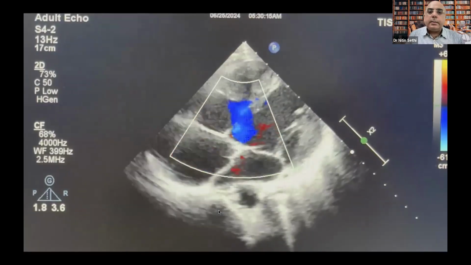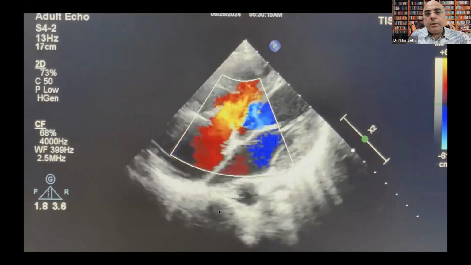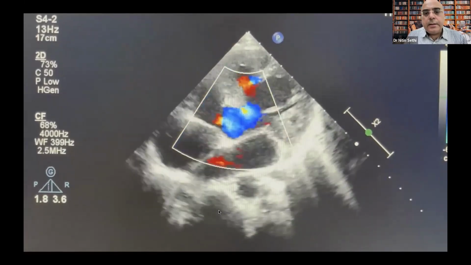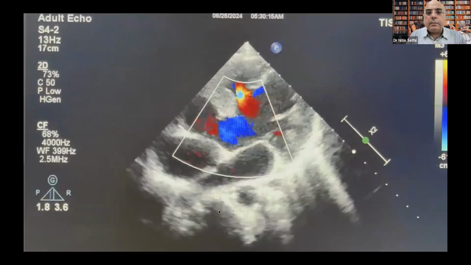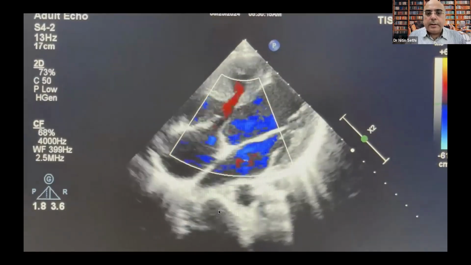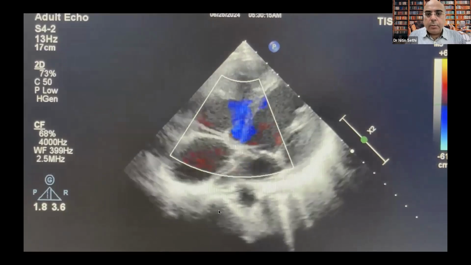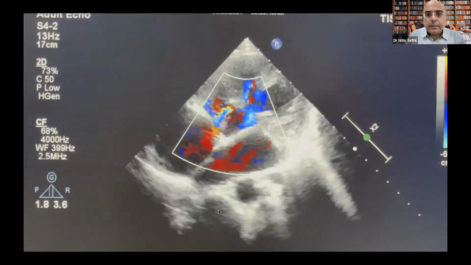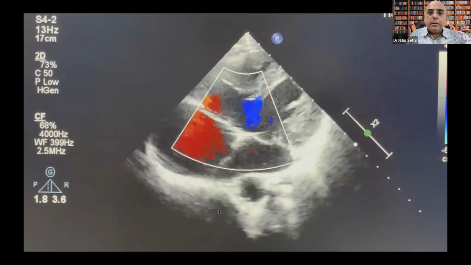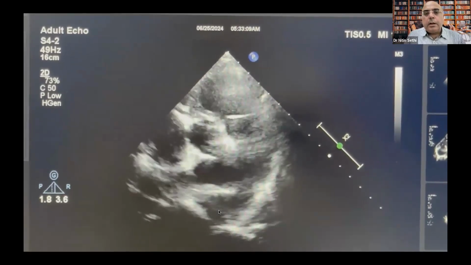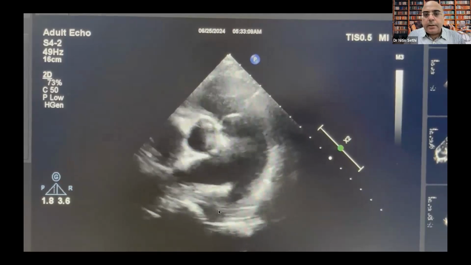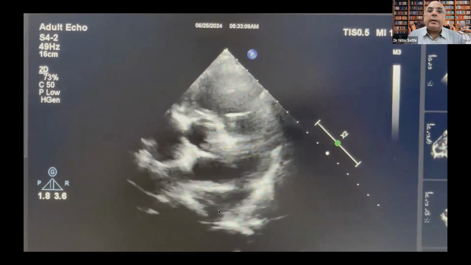Then this is again a 4-chamber view, showing a large VSD with probably bidirectional flow across the VSD, and more actually right to left. This is a short axis view at the level of great arteries showing a normal pulmonary wall with a hugely dilated main pulmonary artery.